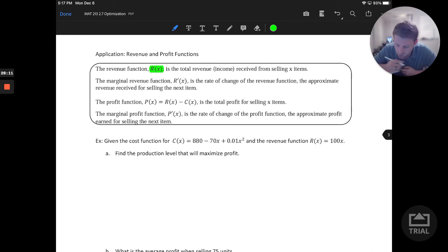The profit function we'll call P of x. This has an equation related to revenue and cost. This is the revenue that we take in minus the costs that go out. So revenue minus cost will be my take-home profit for selling x items. And again, this is total profit. And the marginal profit function is P prime of x, the rate of change of the profit function, or the approximate profit earned for selling the next item.